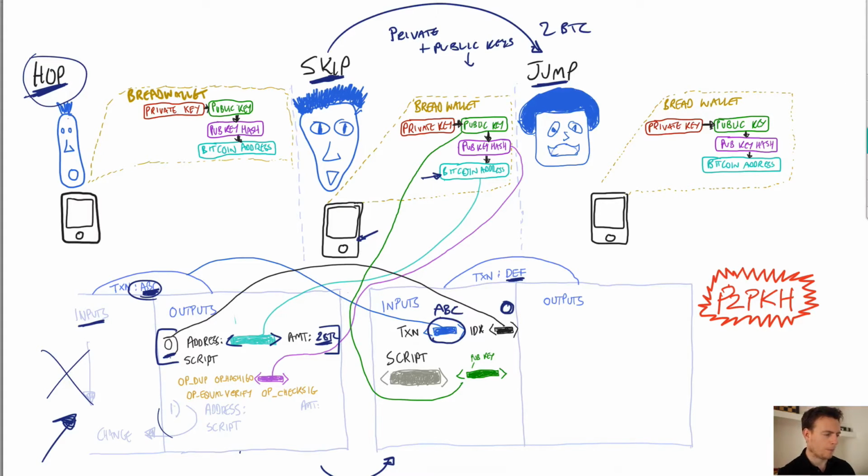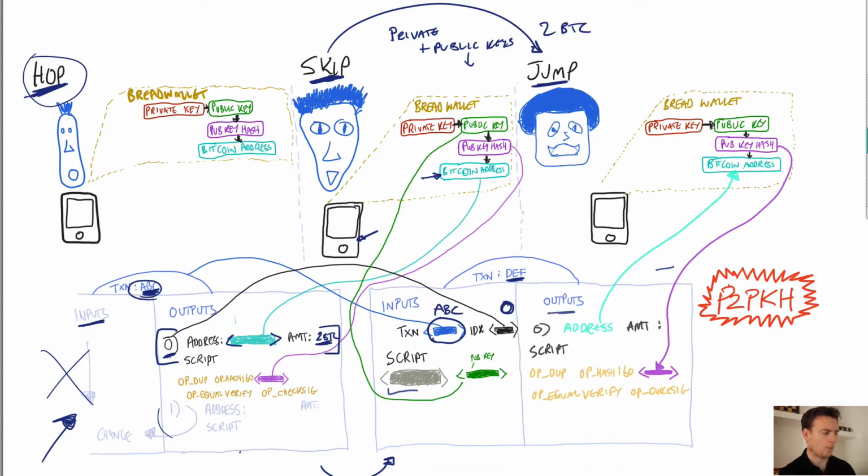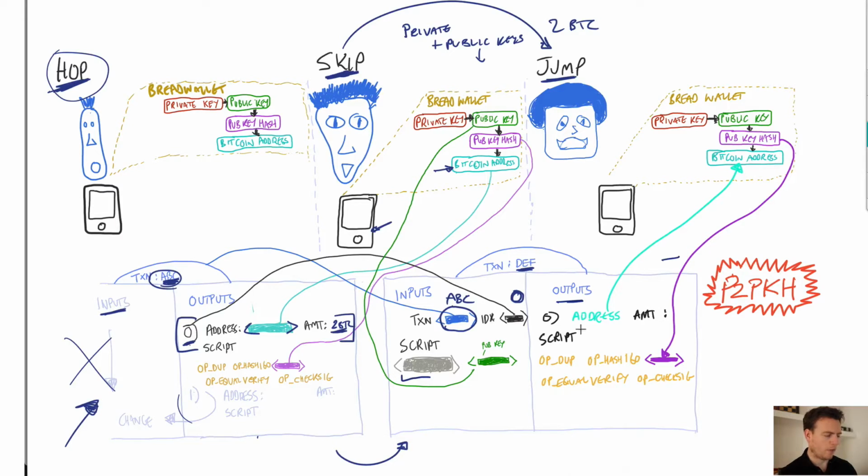But for now, we're going to fill out the rest of this transaction. We have to specify the output. Skip wants to pay Jump, so on the output side of this transaction we have only one output for now. Let's keep it simple. There's only one output, position 0. The recipient of this transaction is Jump's Bitcoin address, which is, let's say, in Bread Wallet. The amount is, let's say, I don't know, 1.7 Bitcoin or something like that.